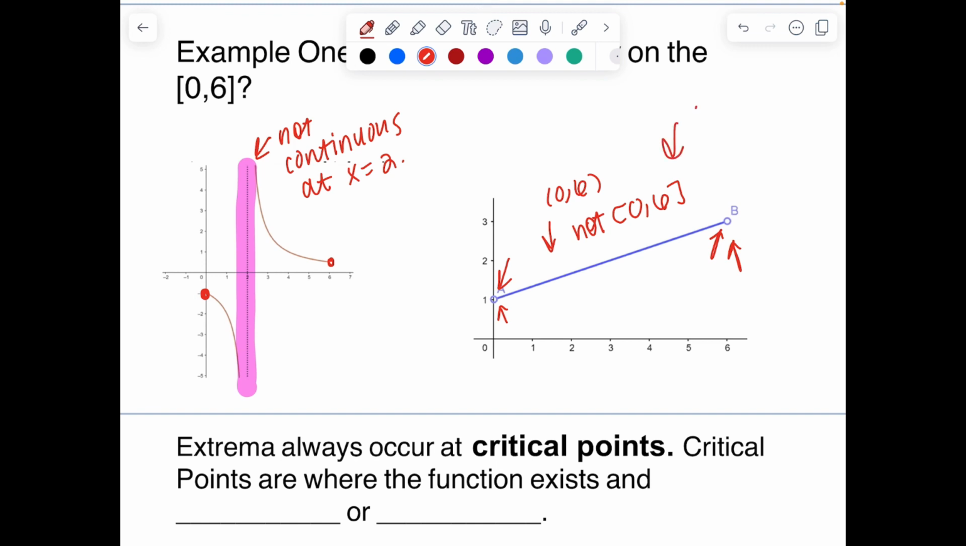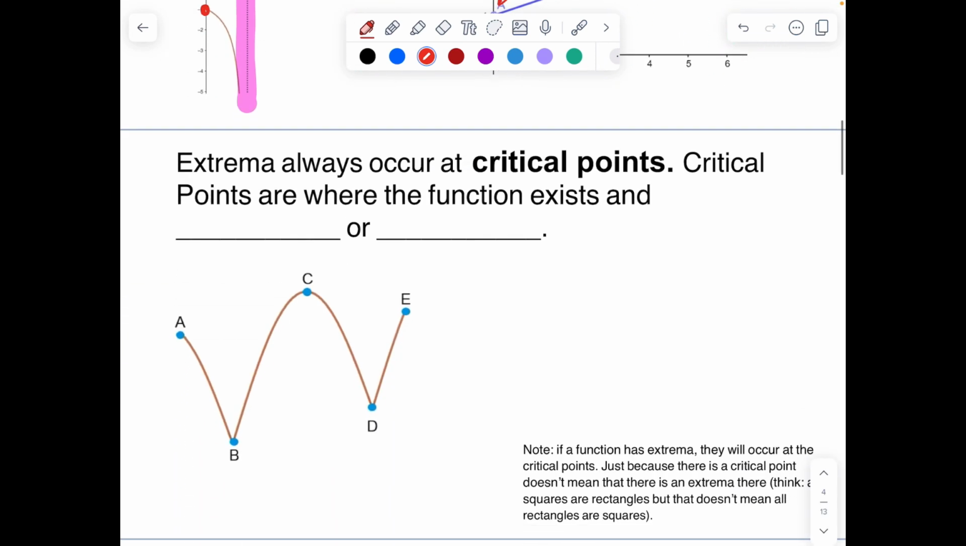So this answer is no, because it's not continuous on [0, 6]. So here's another vocabulary point. The extrema always occur at something called a critical point. So extrema, absolute maxes and mins, always occur at something we call a critical point.